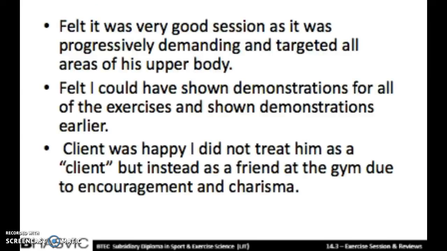This was the client's feedback. He said that he felt it was a good session as it was progressively demanding and targeted all areas of his upper body. He felt I could have shown demonstrations for all of the exercises and shown demonstrations earlier. The client was happy. I didn't treat him as a client but instead as a friend at the gym due to encouragement and charisma.